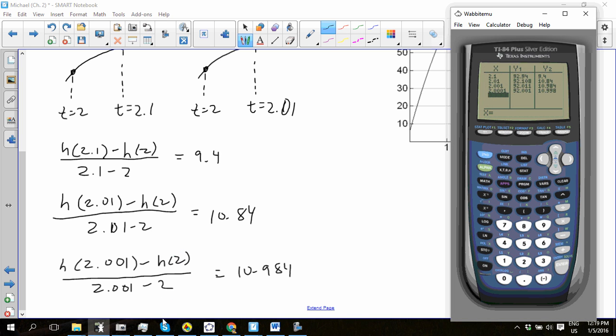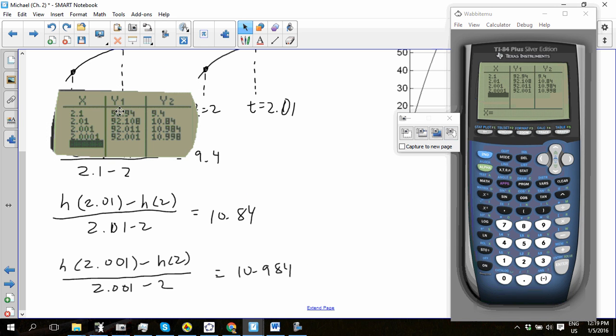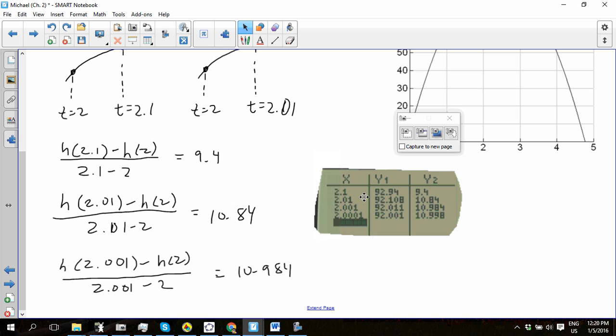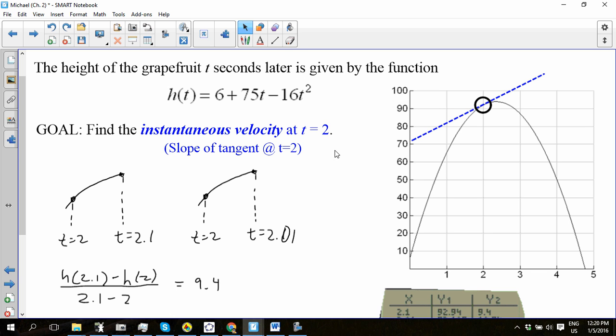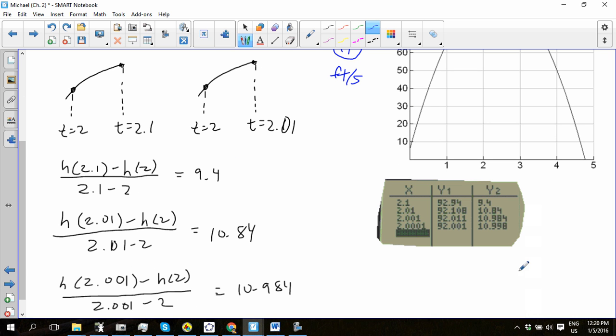Okay, what does it look like the average rate of change is approaching as we take smaller and smaller intervals between 2 and a number just barely above 2? It looks like it's approaching 11. So I would say, based on this information, that it appears that the instantaneous velocity at t equals 2 is 11 feet per second. Okay, because that's what it looks like these average rates of change are approaching.